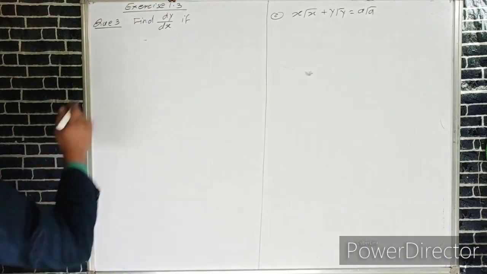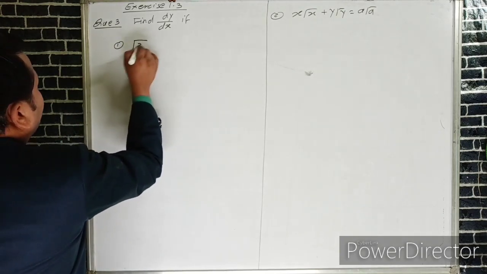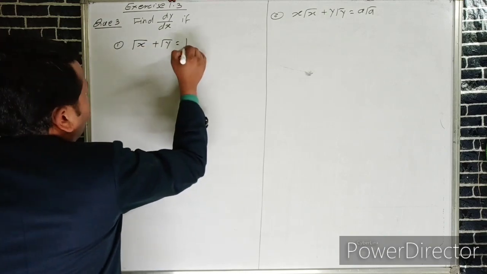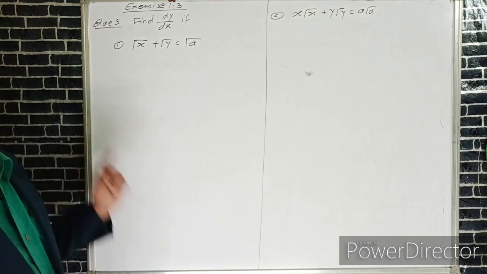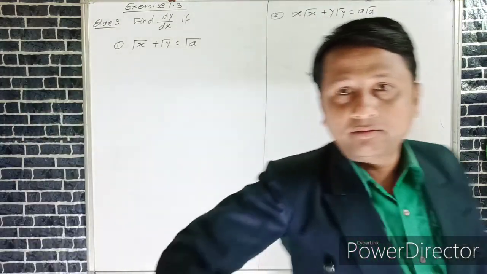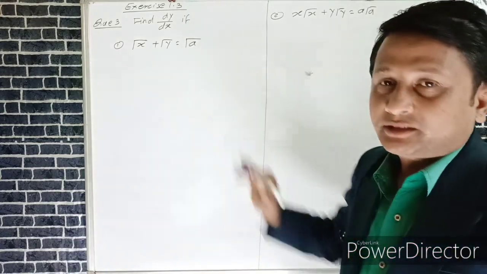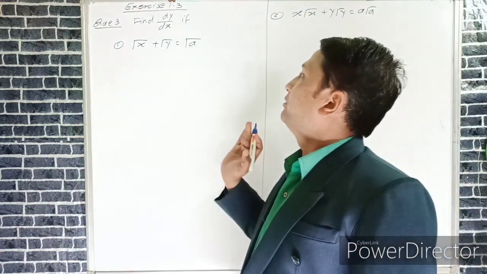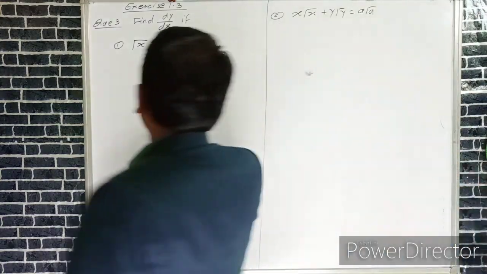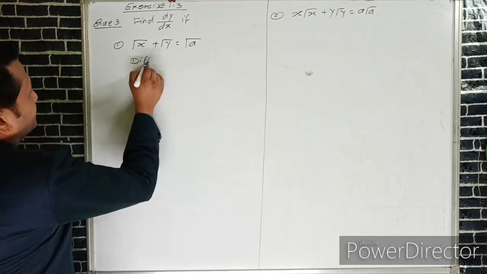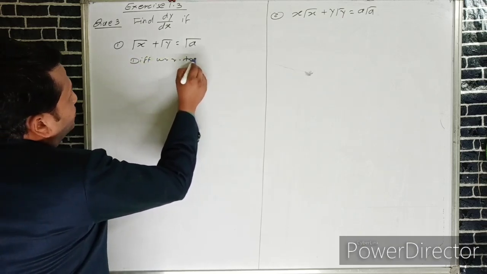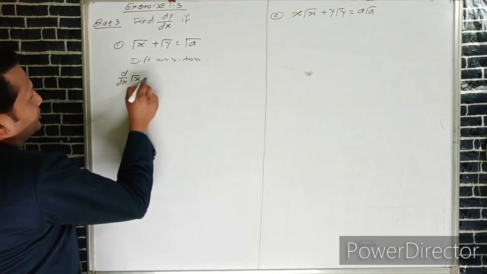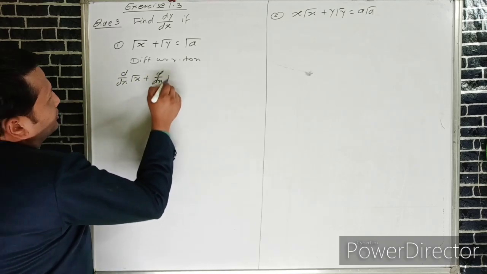Here the first question is under root x plus under root y is equal to under root a. The given function is in the form of an implicit function, and if we have to find the derivative of an implicit function, then we first differentiate with respect to x. If we differentiate with respect to x, then we can take the derivative of every separate function which is in addition or subtraction form.